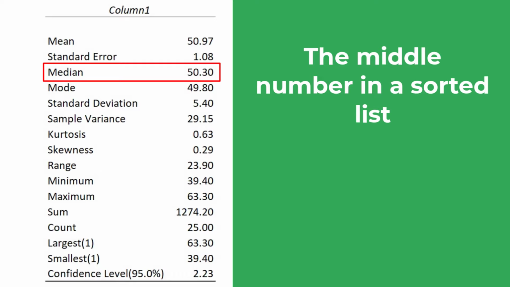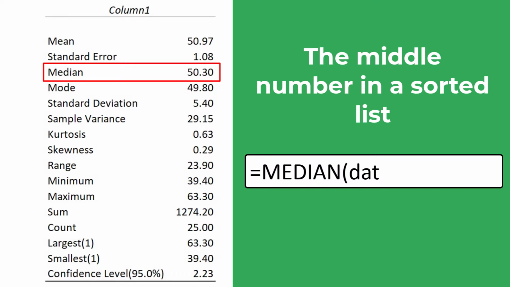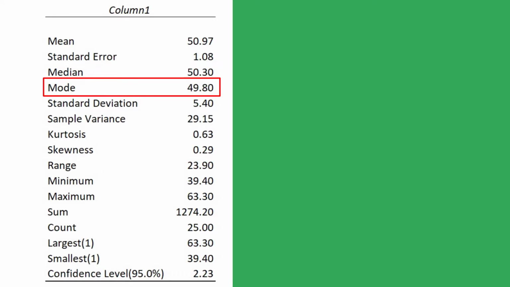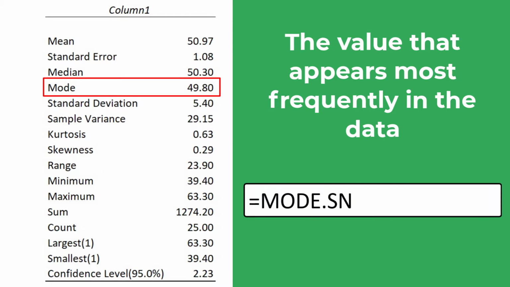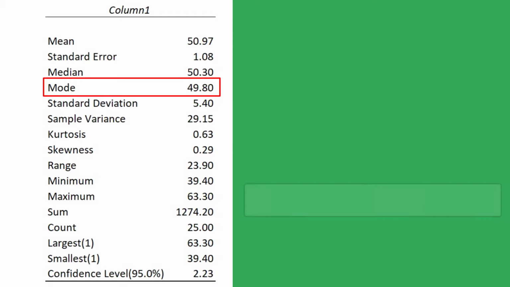You can calculate the median separately by using the median function. After this, we have the mode. The mode represents the value that appears the most in the sample. The mode for my example is 49.8, since this value appears twice. If you want to calculate the mode yourself, you can use the mode.sngl function.